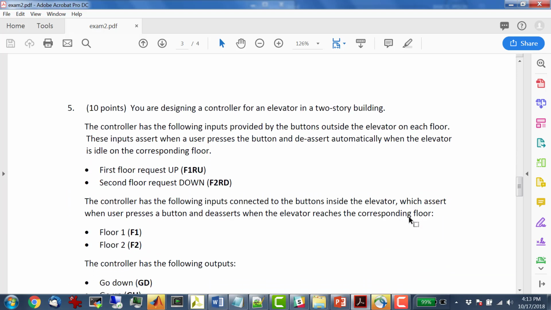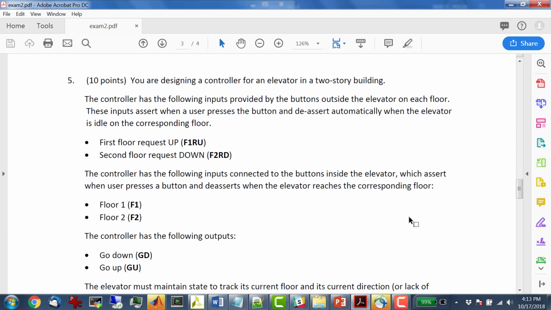Okay, this one, I didn't grade all of them yet, but I think this one went pretty well. The answer to this question is given to you in the question if you read it carefully enough.